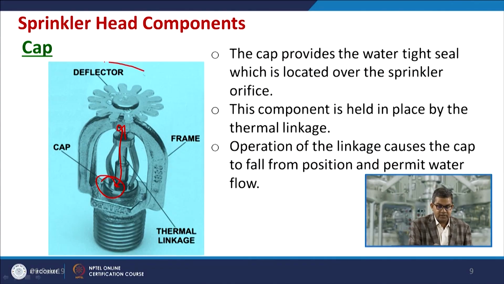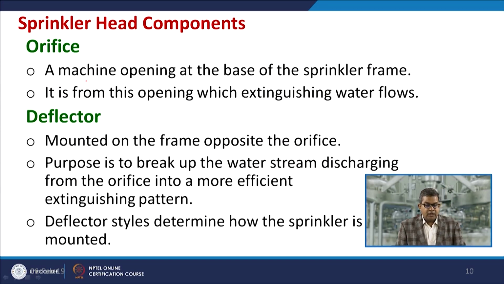There is a deflector like in the previous one, this one is a deflector. The deflector is mounted on the frame opposite to the orifice, and the purpose is to break up the water stream discharging from the orifice into a more efficient extinguishing pattern. And sometimes, based on the requirement, there are deflectors of different types. Now the deflector style determines how the sprinkler is mounted.